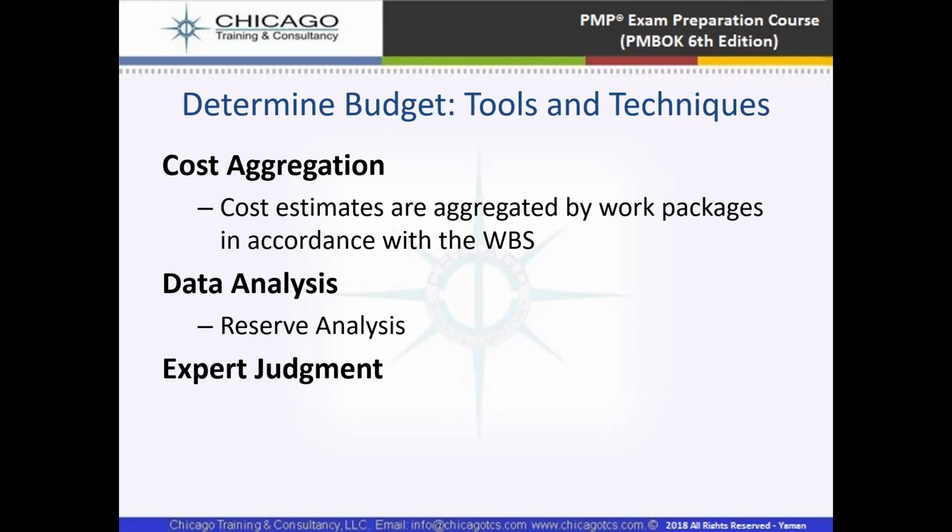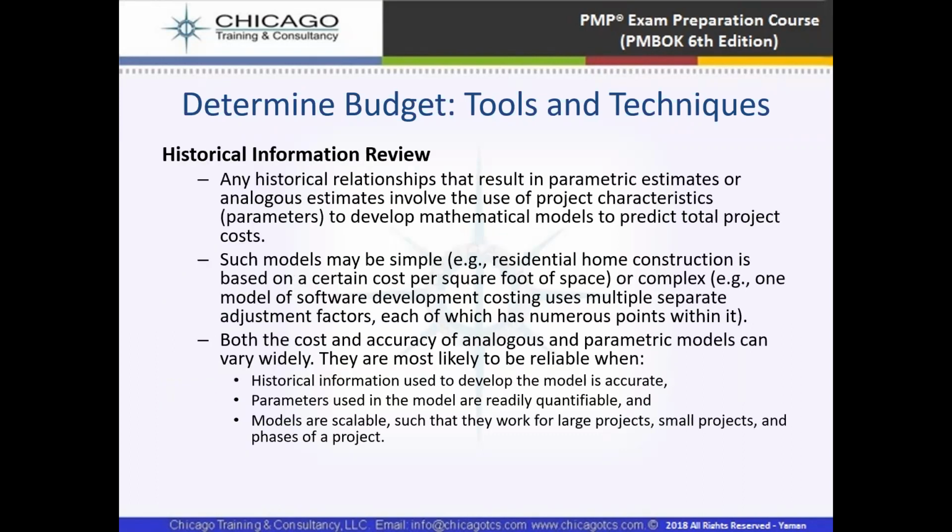And then we have data analysis, which is called reserve analysis. And then there is expert judgment. And then there is historical information review. So we are going to review again with the historical information. Based on parametric or analogous estimation, we are going to review our project budget based on the historical information from the previous project. Like residential home construction is based on certain cost per square feet of space.